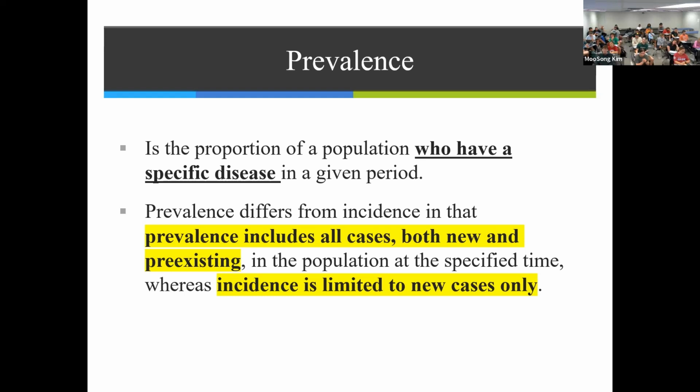Take an example. In September, 50 people developed the disease, and there were already 100 people who had the disease. What is the prevalence number? 150, right? 50 new and 100 pre-existing. We add them together, so prevalence is 150. Does it make sense? Okay, very good.